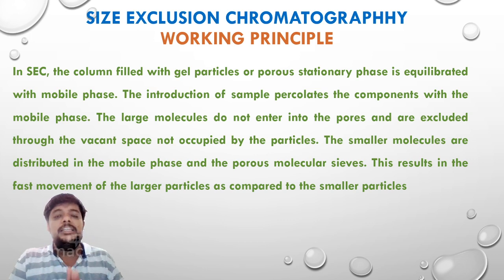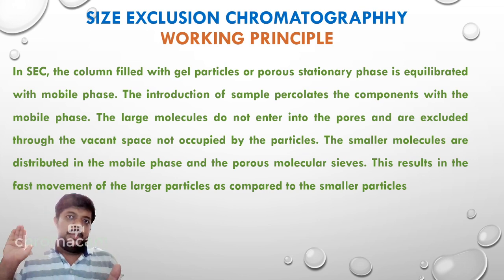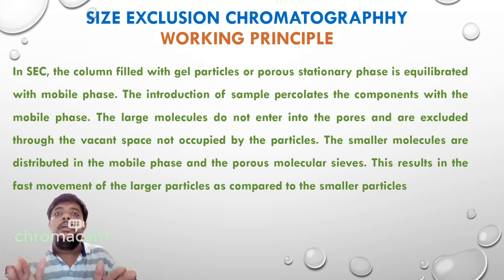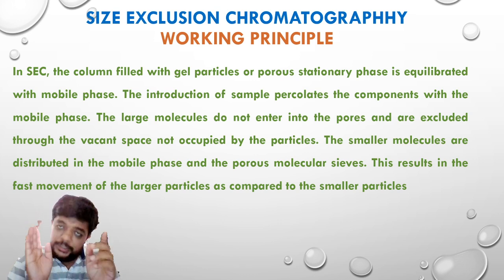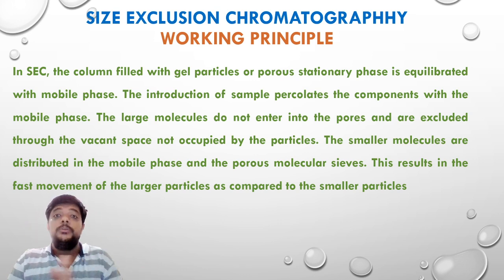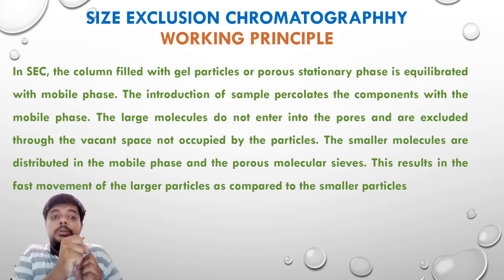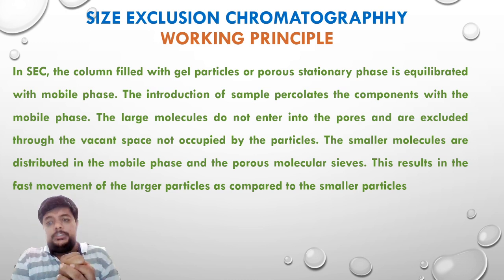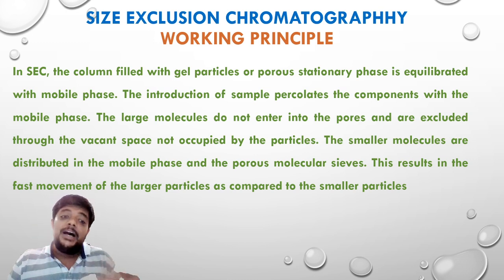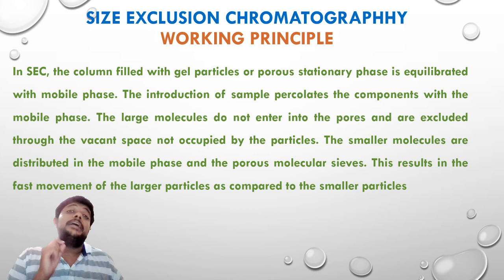So the larger size particles which are excluded will just go away and not at all enter into this tiny pored stationary phase. So it can be written as the large molecules do not enter into the pores and are excluded through the vacant space not occupied by the particles, whereas the smaller molecules are distributed in the mobile phase and molecular sieves, means they are trapped into the stationary phase. This results in the fast movement of the larger particles as compared to the slow smaller ones.